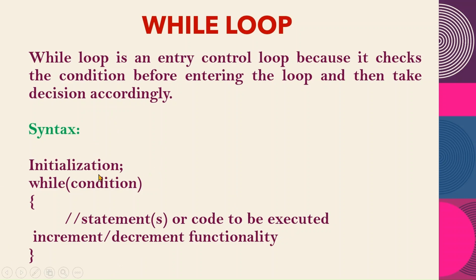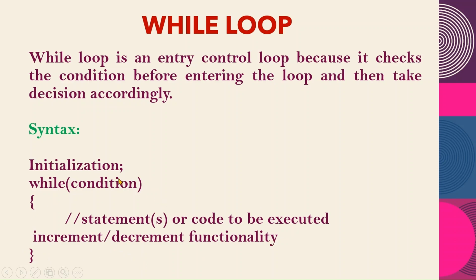So here coming to the syntax, first we need to write the initialization of the variable. Then we need to go for the condition checking. So while is a keyword, then here you need to write the condition. Suppose here we write i equal to 1, here we write i less than or equal to 10, some condition. If this condition is true, then we enter into the loop. Then the statements of the code to be executed. And inside the loop, at the last, we need to write incrementation or decrementation functionality as per our requirement.